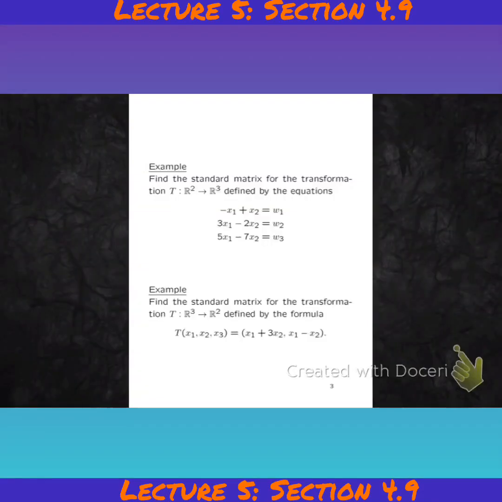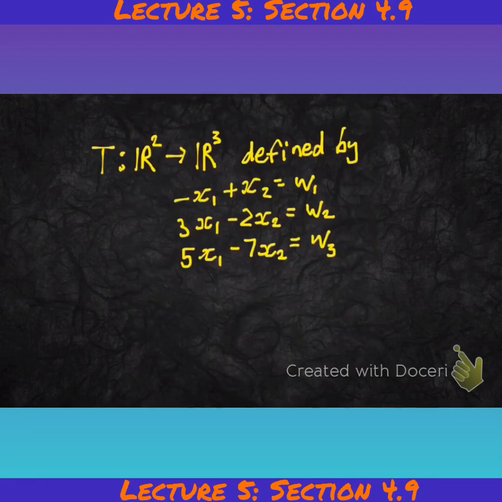Next we are asked the following example. They ask us to find the standard matrix for the transformation from R2 to R3, and it's defined by those three equations. This is not a terribly difficult thing to do. We're going from R2 to R3. So there's my function, and those are the transformed points.